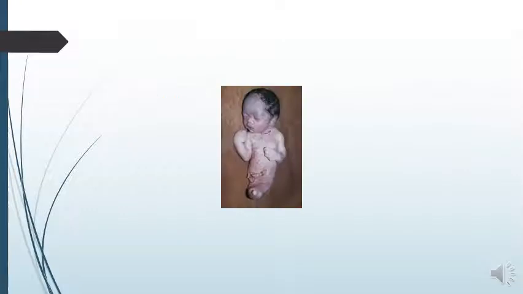This is a picture of a baby that is born with this syndrome.